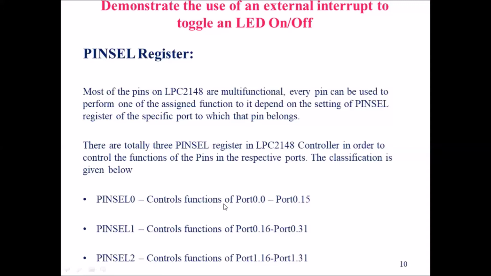Again, we have port 1 with 32 pins. In that, the first 16 pins cannot be used for programming. The next 16 pins can be used for programming, and to control those pins we have pin select 2. Pin select 2 controls the functions of port 1 from the 16th pin to port 1's 31st pin. The first 16 pins, that is port 1 0th pin to port 1 15th pin, cannot be used for general input output functions. The next 16 pins on port 1 can be used, and to control those pins we have pin select 2, which controls the functions of port 1 16 to port 1 31.